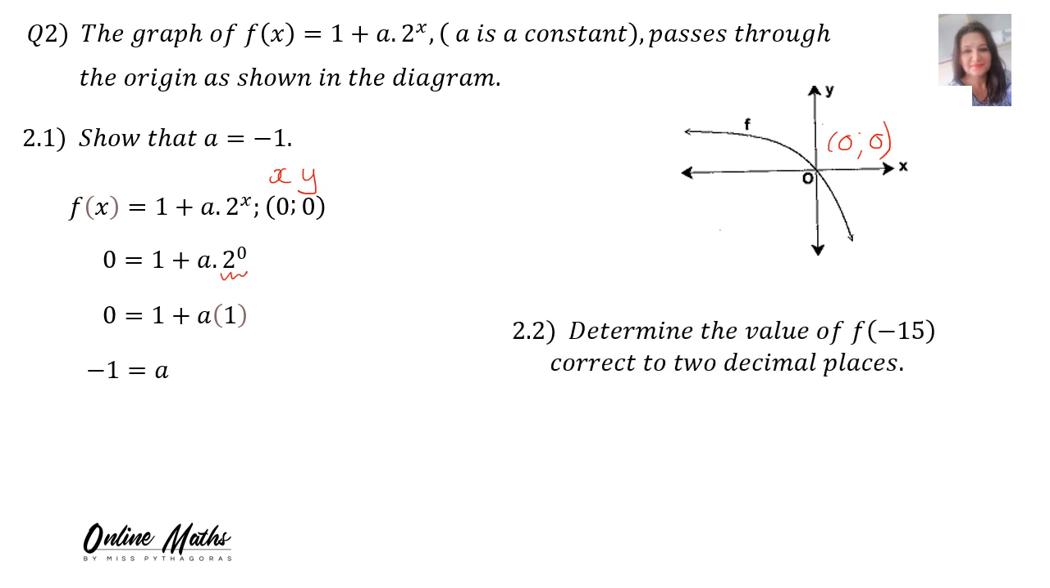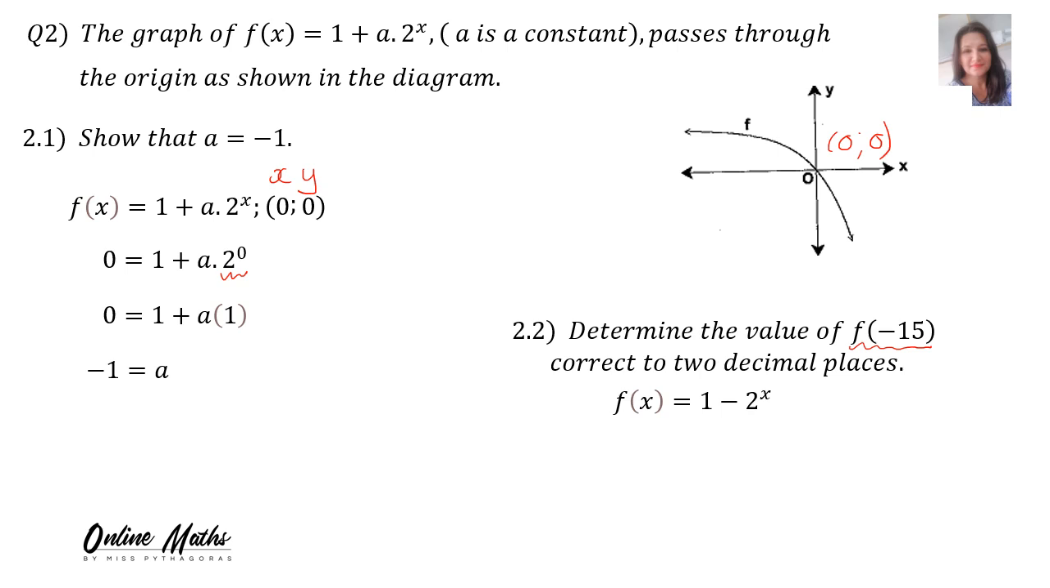And then 2.2. Determine the value of f of negative 15, corrected to two decimal places. What does this mean? f of negative 15 means inside your equation, everywhere in x's place, you substitute negative 15. Now, our equation is f of x is equal to 1 minus 2 to the x.